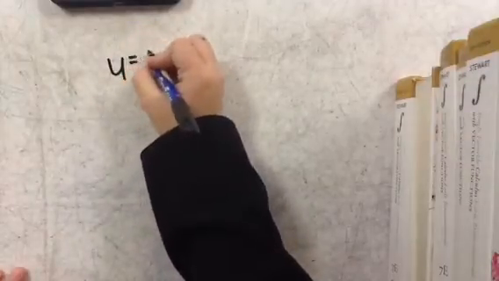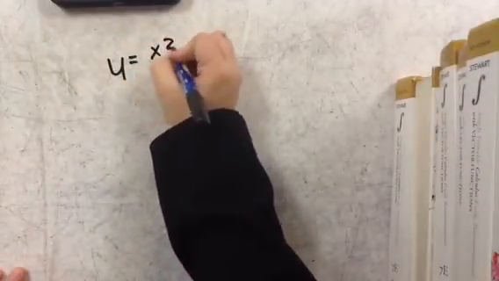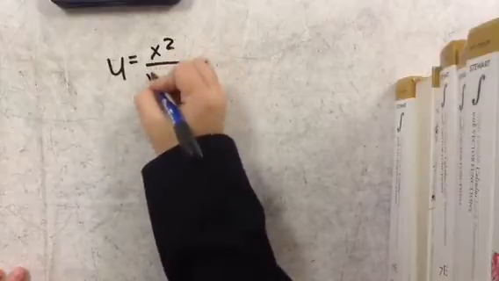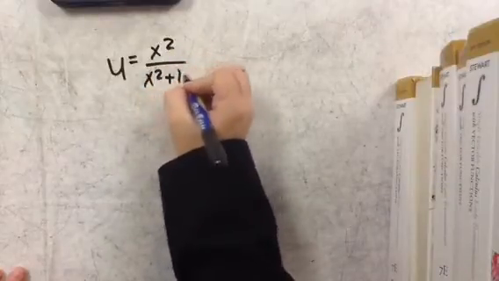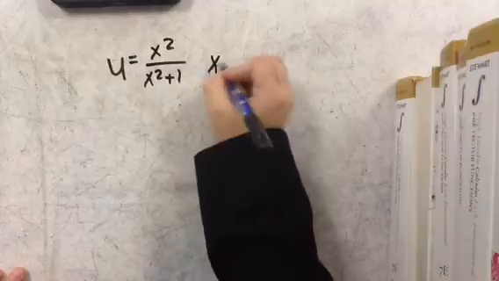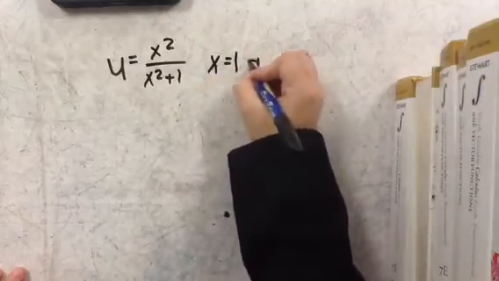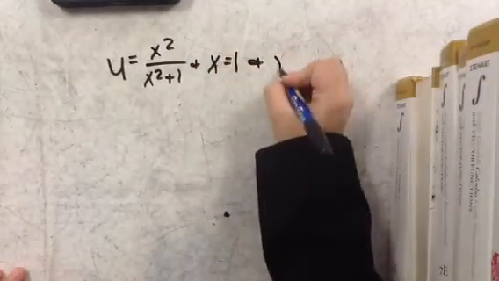This is 1989 BC2. Alright, so the first thing we want to do is write the equation, which is x squared over x squared plus 1, and it's bounded by x plus 1 and the x-axis.